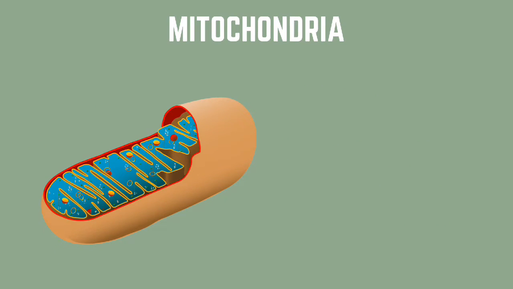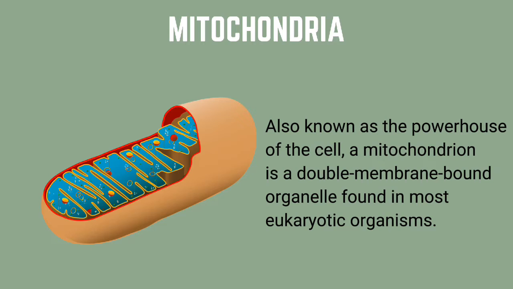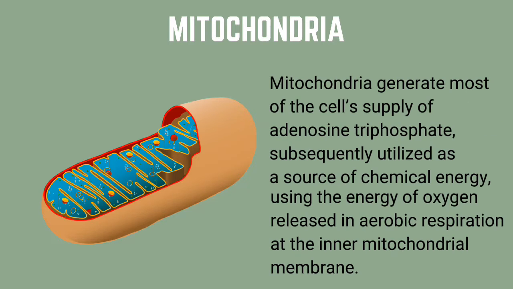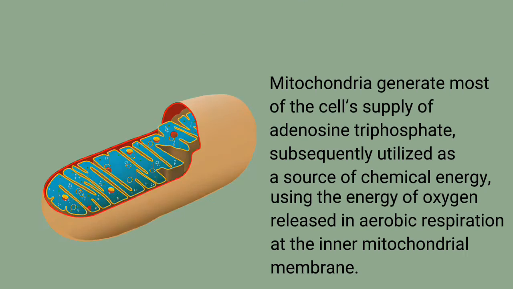Mitochondria. Also known as the powerhouse of the cell, a mitochondria is a double membrane-bound organelle found in most eukaryotic organisms. Mitochondria generate most of the cell's supply of adenosine triphosphate, subsequently utilized as a source of chemical energy, using the energy of oxygen released in aerobic respiration at the inner mitochondrial membrane.